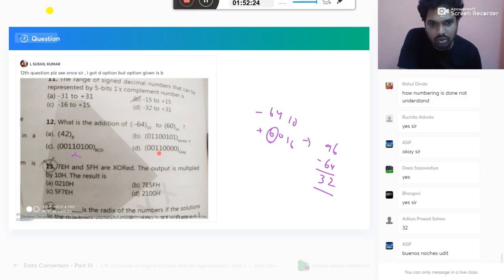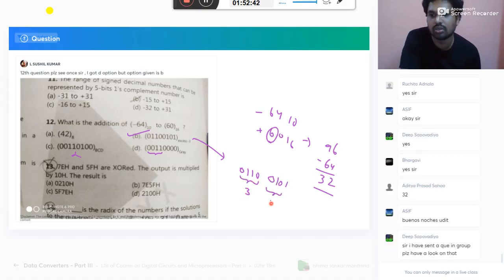So in the gray code, 3 is 2. This is also not. X is 3, 6 and 5. 6 and 5 is 32. B is the right answer. X is 3, 6 and 5. Okay, this is 3 and 2 now.